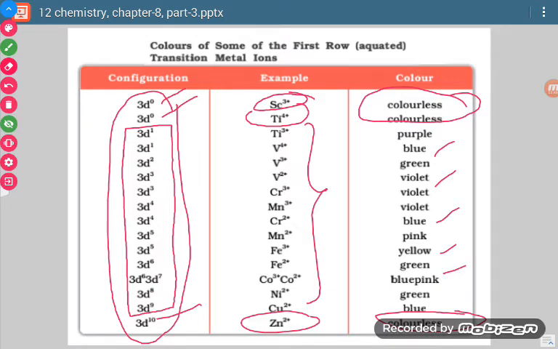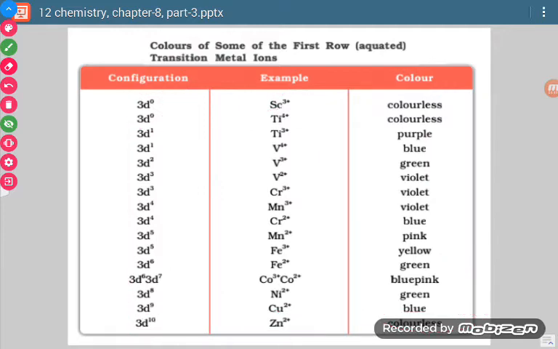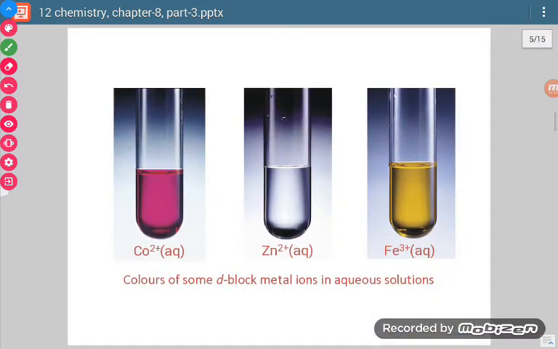So what question is asked? Why do transition metals show color, or why are they colored in nature? This way you can be asked. So we have to write down the electronic configuration of the element and then of the ion. If there is presence of unpaired electrons, we will say this ion is colorful. If there is absence of unpaired electrons, we will say this particular ion will not show any color, or it is colorless.